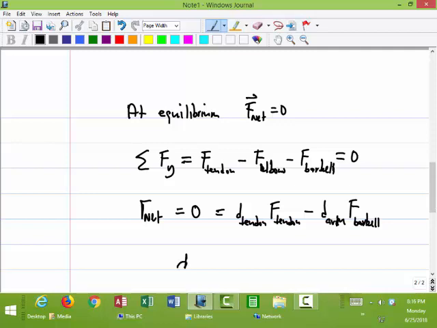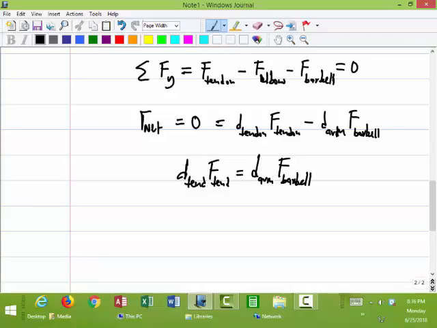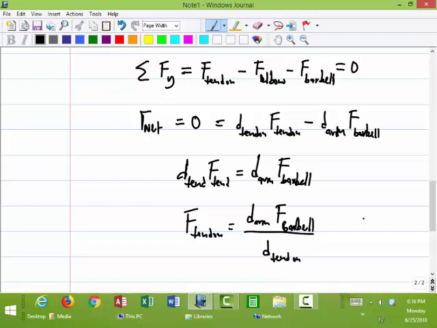So we can say that the distance from the tendon to the force from the tendon should be equal to the distance, or the length of the arm, multiplied by the force from the barbell. So these are the torques acting on the arm. Note that we have ignored the weight of the arm since it's so much smaller than the weight of the barbell. So from that, the force due to the tendon can be found by just taking the length of the arm, the force of the barbell, and dividing that by the distance of the tendon to the force from the tendon.